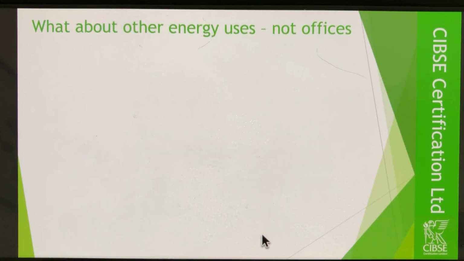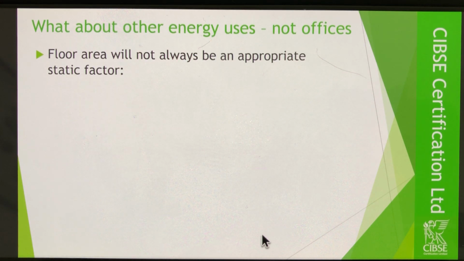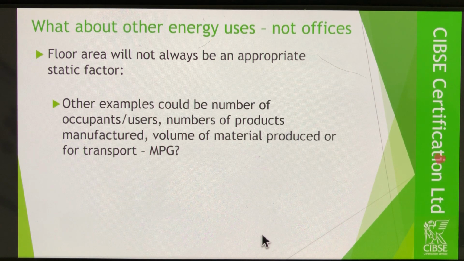So I've spoken a bit about offices, but of course energy is used in lots of other ways. Floor area will not always be an appropriate static factor. So other examples, and there's lots of examples in the 50006 standard that I've mentioned. It could be the number of occupants or users, it could be the number of products manufactured or volume of product or volume of raw material. I've visited companies using volume of raw material in food production, volume of manufactured product in other areas. Could even be miles per gallon for transport.